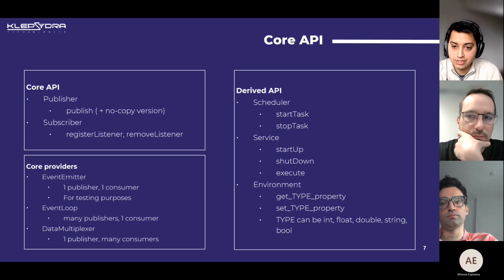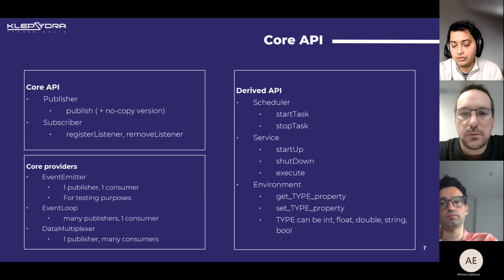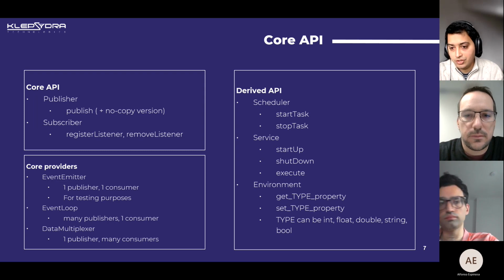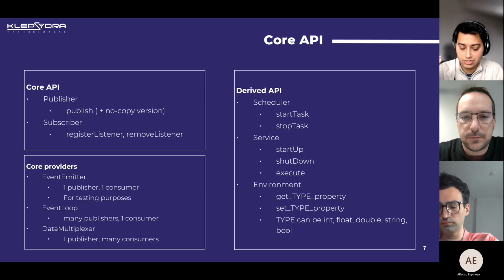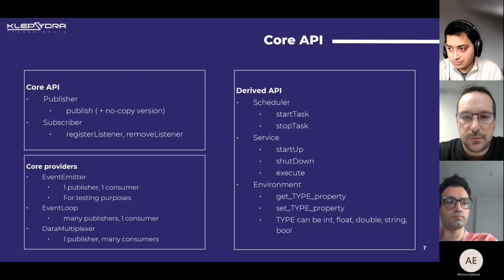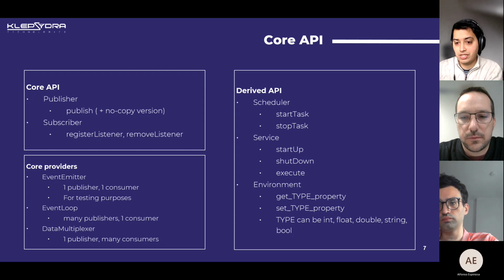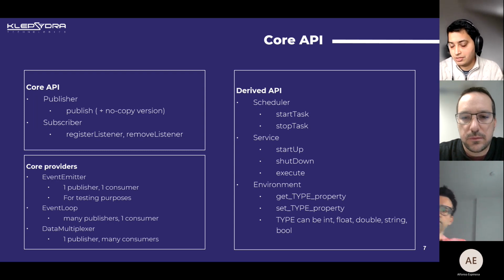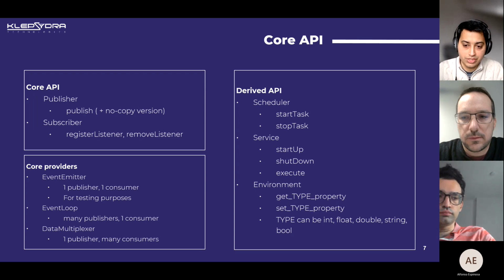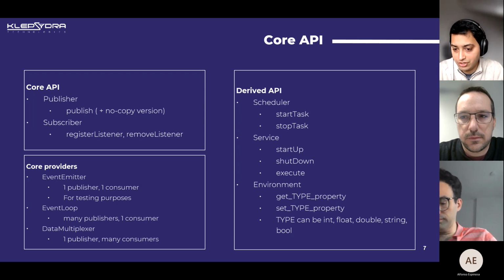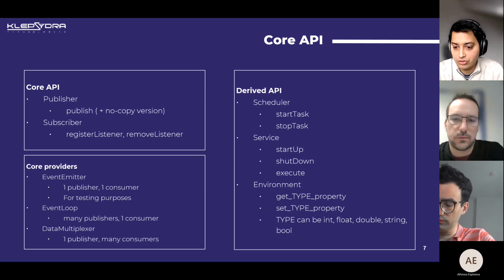And based on all these ideas, we have a derived API. So you can have a scheduler to schedule a task and run it periodically. You can define a service, which is used whenever an event happens to execute some action, or you can define some task which keeps running in the background. So you do a startup, then periodically you execute the action which has been defined, and then you shut down.